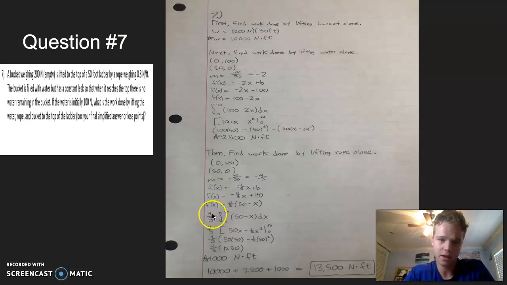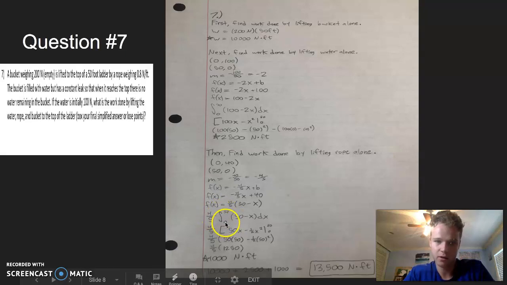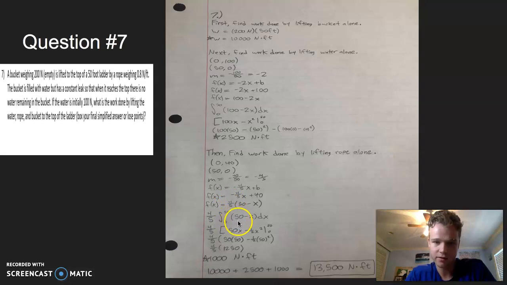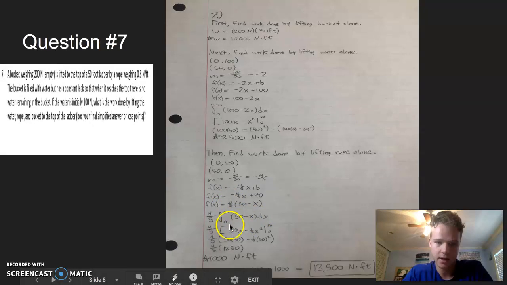So the next step, it's 4 over 5 times the integral from 0 to 50, because 0 and 50 feet, times 50 minus x dx. I find the antiderivative of this to be 50x minus a half x squared, and then from 0 to 50 like before. And then use FTC part 2 to plug in 50 and 0, and I get the final answer after multiplying the 4 over 5 to be 1,000 newton feet.